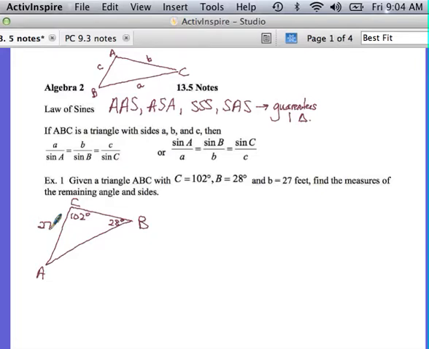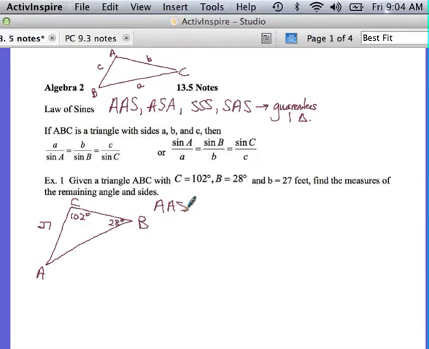What I recommend that you do when you're dealing with law of sines, and then when we move to law of cosines, is identify what type of triangle you have: angle, angle, side; angle, side, angle; side, side, side, and so on. So right now, what type of triangle do I have with the given information? Good job. It's angle, angle, side. Good news is that guarantees one triangle, no worries.